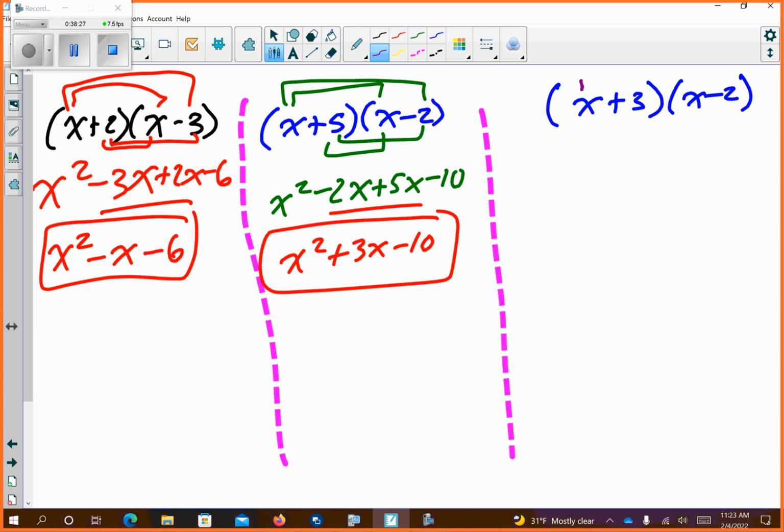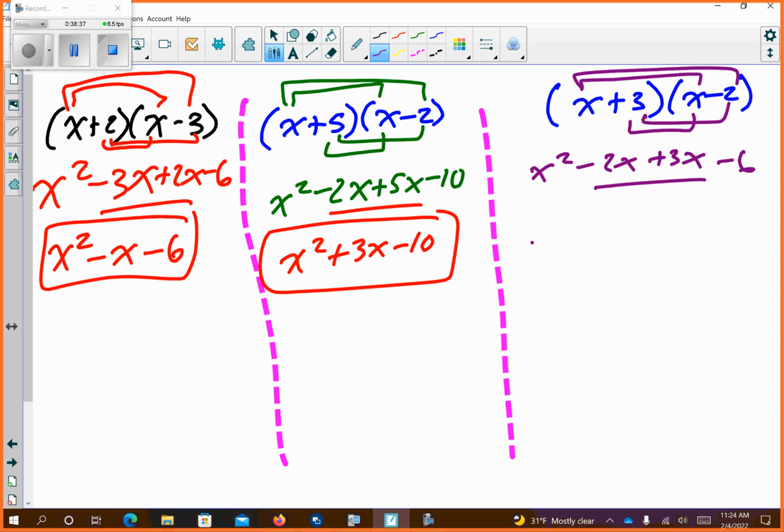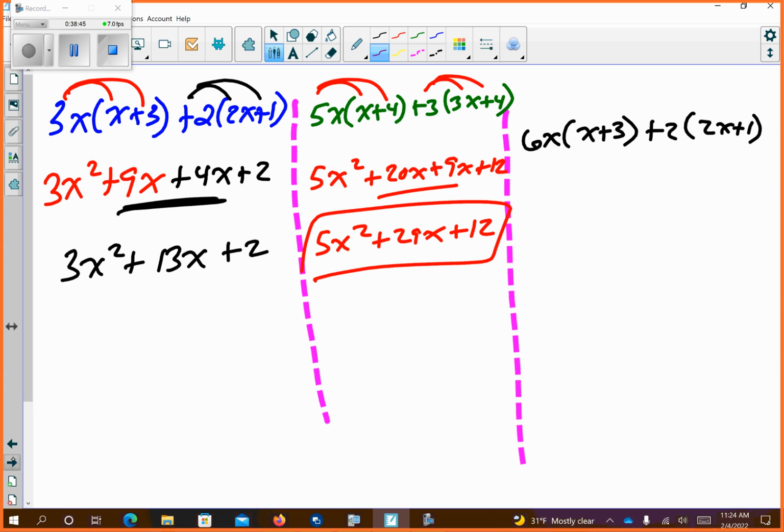We're just going to double distribute here. So x times x, x squared. X times negative 2 is negative 2x. 3 times x is 3x. 3 times negative 2 is negative 6. Those are like terms. Combine them together. Don't leave them like that. There's your answer. You could have that as a plus 1x if you wanted to as well.